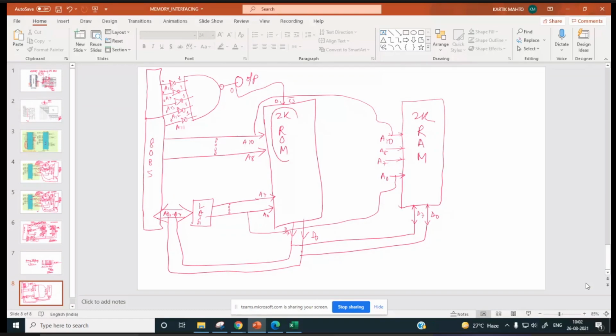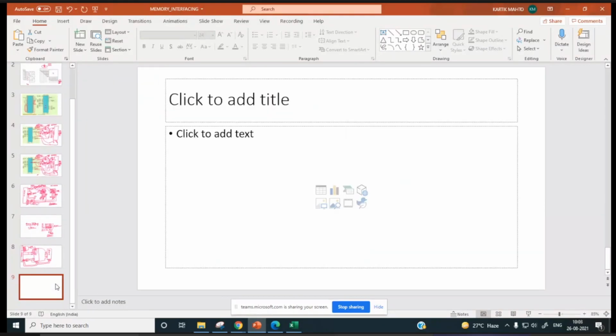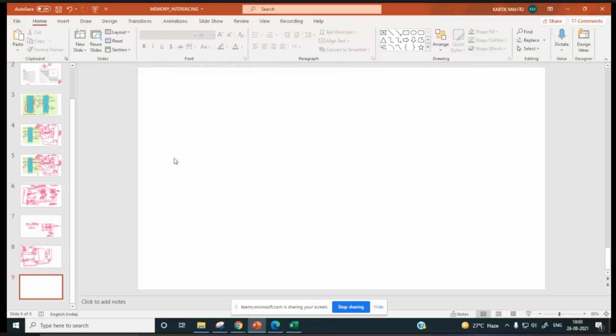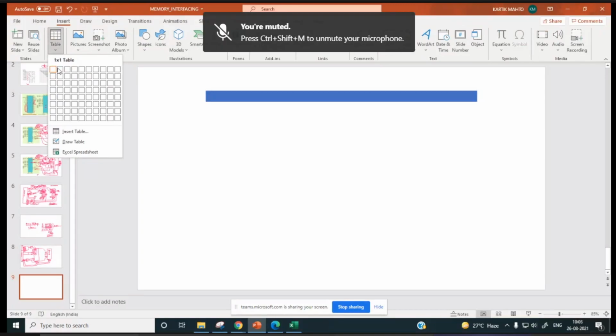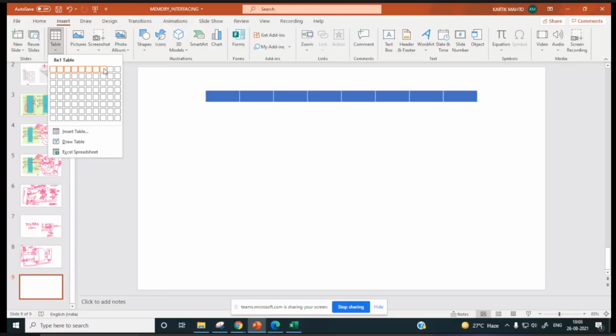Okay. Now I am writing here A0, A1. No, I'll take a new slide. I'll put a table. Insert table. 1, 2, 3, 4, 5, 6, 7, 8, 9, 10.